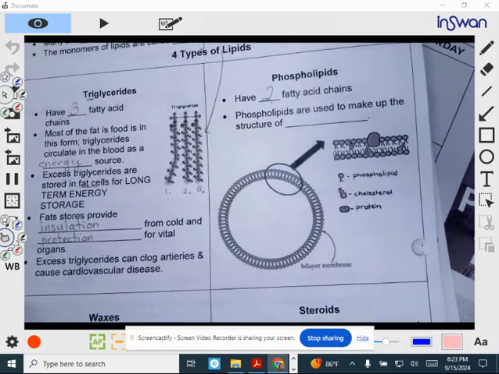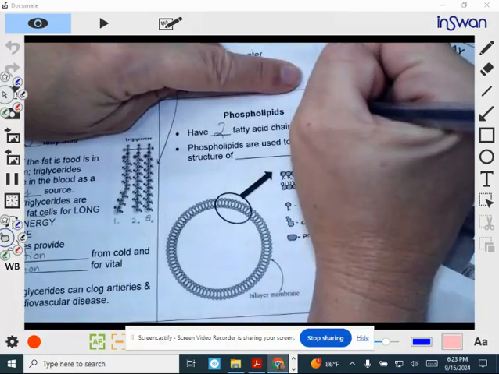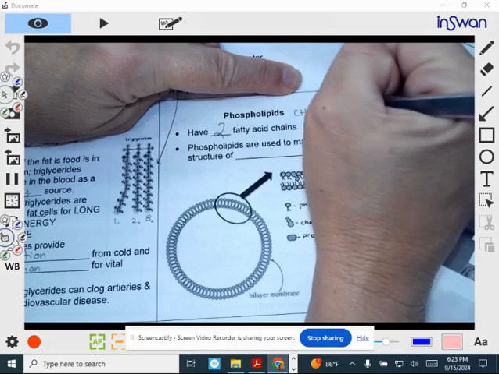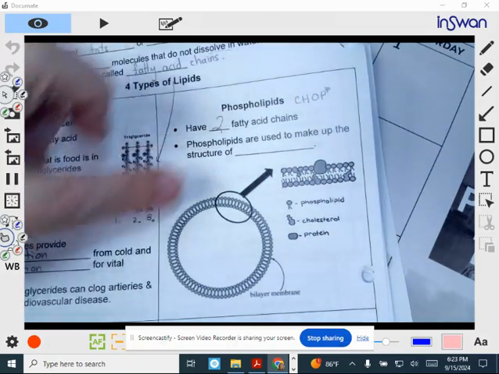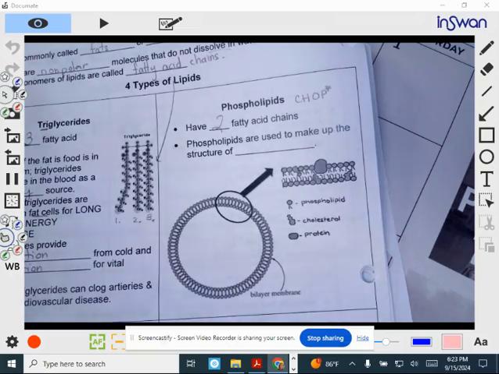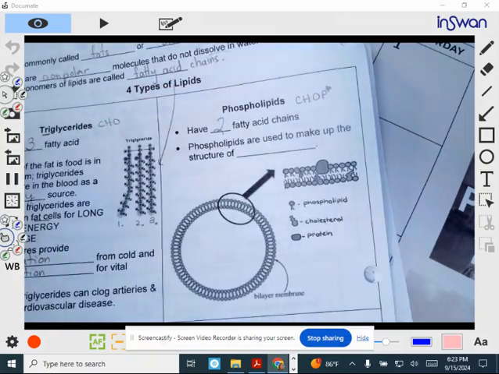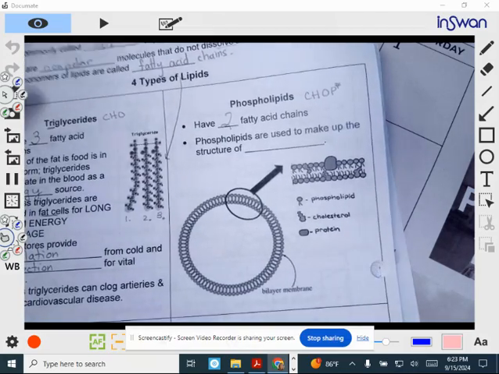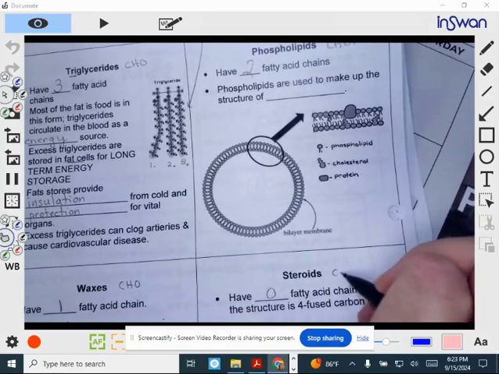So let's take a look at the second type we're going to look at here, which is phospholipids. And remember, we've mentioned that there are some lipids that have phosphorus in them. And so here it is right here, phospholipids. Our triglycerides just have carbon, hydrogen, and oxygen. Same with our waxes down here. So let's put C, H, and O. And same with our steroids.